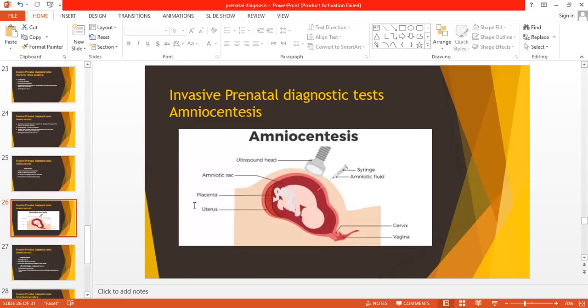This is a diagrammatic representation of how amniocentesis is done. You can see it is done by constant ultrasound guidance. Okay. The needle is passed through the maternal abdomen, then through the myometrium into the amniotic sac. यहाँ से amniotic fluid मिल रही है, ठीक है?